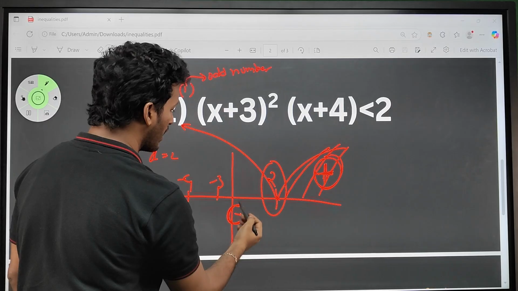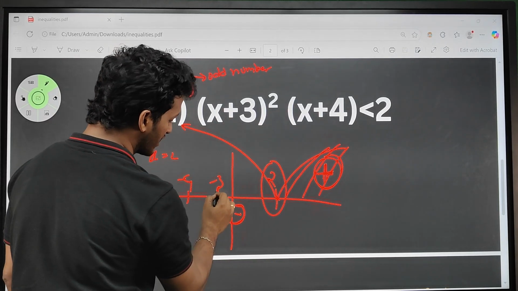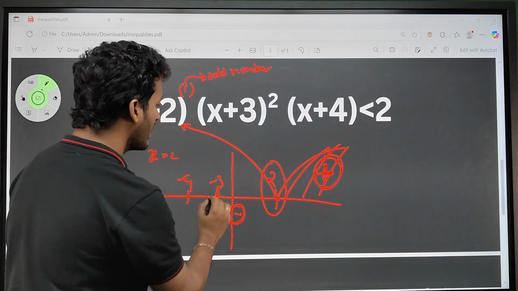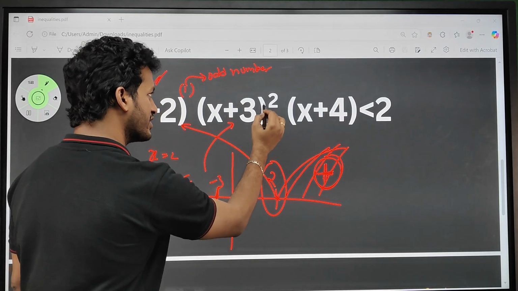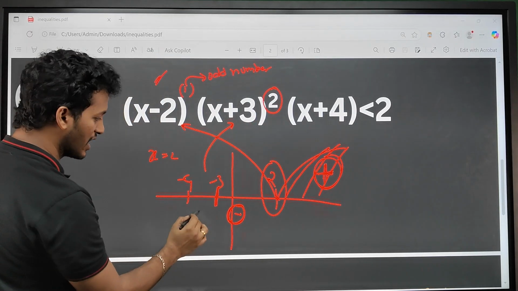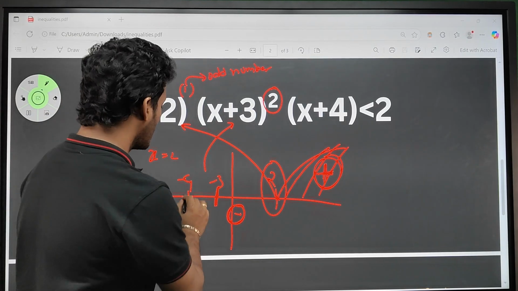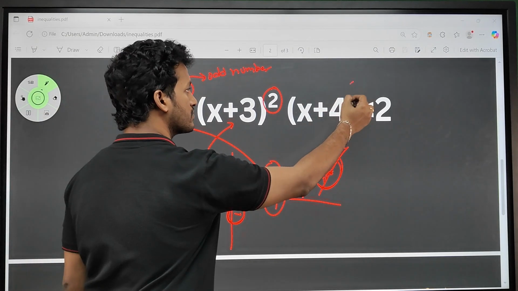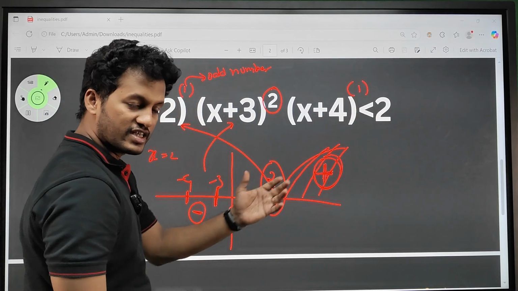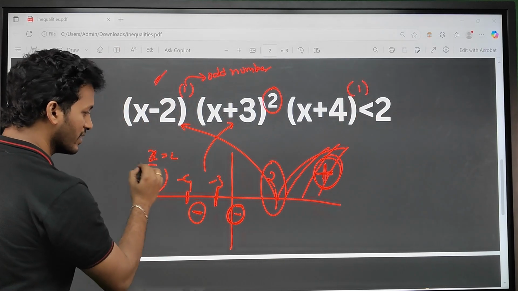So plus, minus. Next, x plus 3. Which one is giving this critical point? x plus 3. What is its exponent? It's even. Now I should not change the sign. I have to continue with this, which is minus again. Now x equal to minus 4. Its exponent is odd, so I should change my sign here. So I'm going to the plus sign.